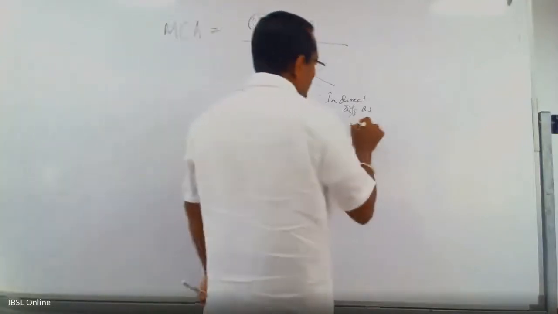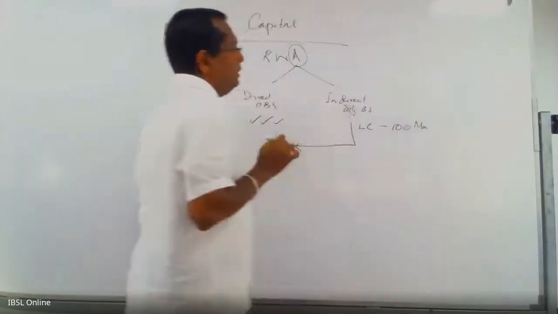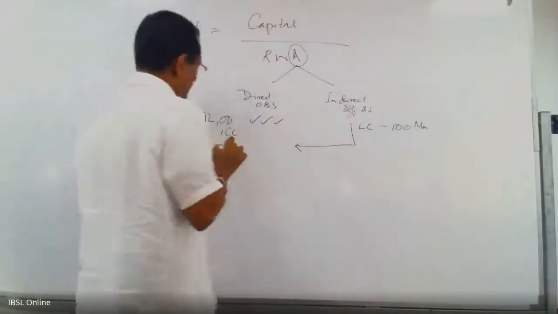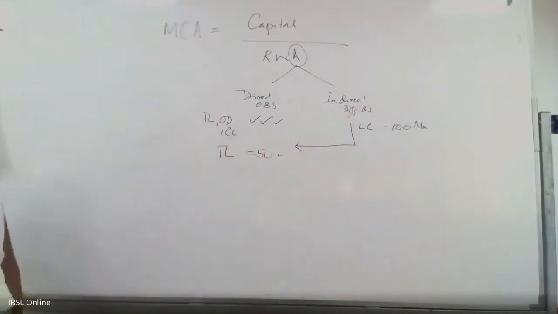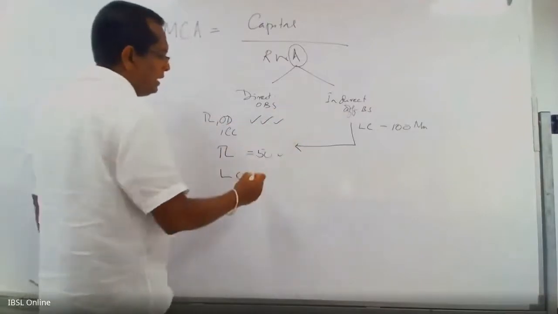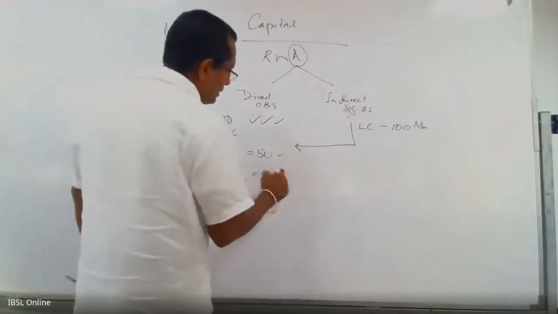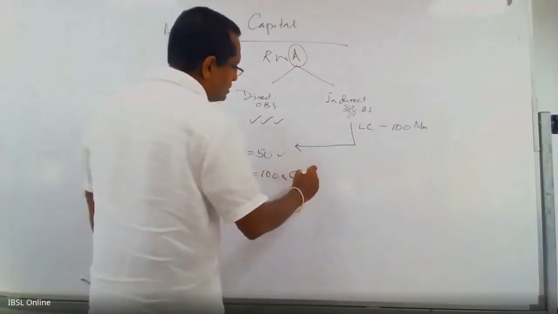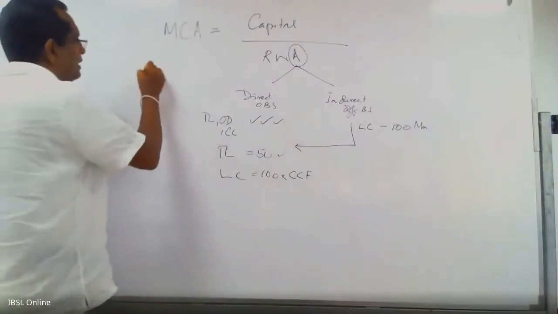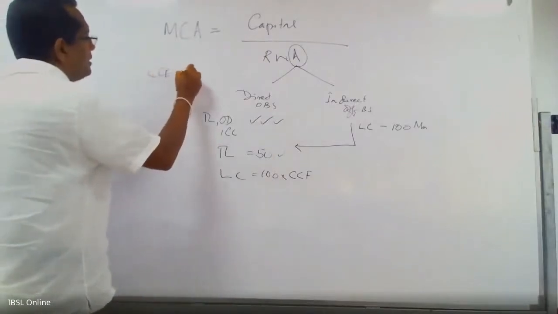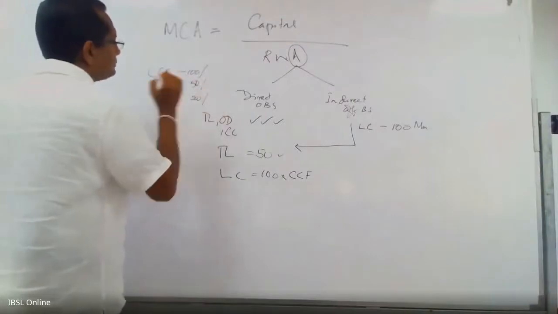We say we have an LC of 100 million. You don't consider this 100 million, like we have a term loan of 50 million. We take this one as 50. But LC, we don't consider the entire 100, right? We have to multiply this by something called credit conversion factor, right? There are 3 credit conversion factors: CCF, 100%, 50%, and 20%, right?